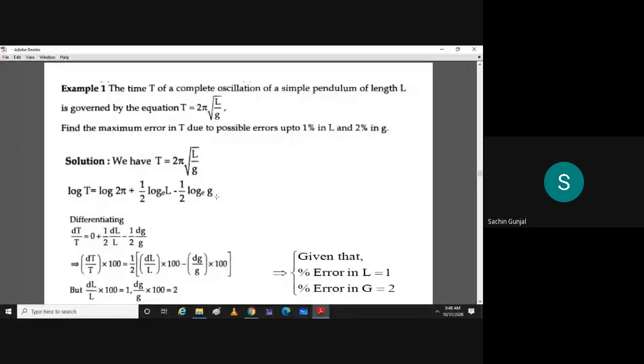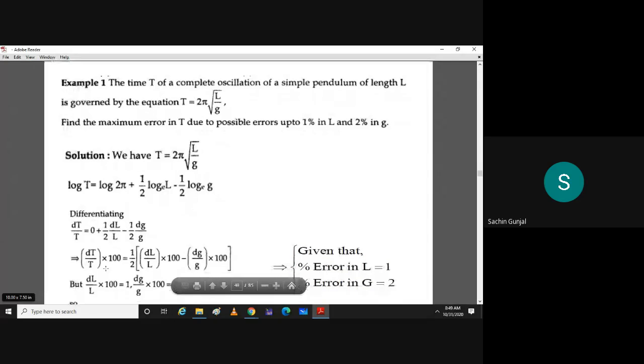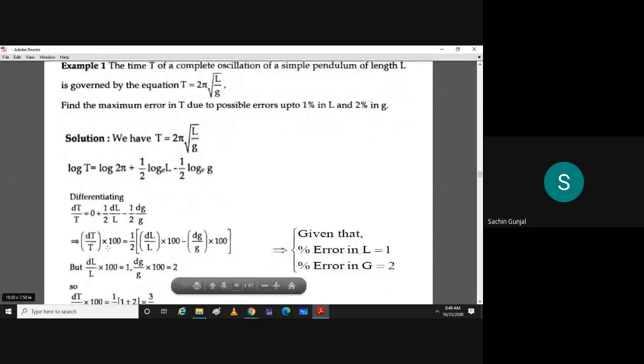Now if you take the derivative of each term, the derivative of log T with respect to T is 1 by T dT. Derivative of log 2 pi is 0. Plus 1 by 2 as it is, derivative of log L with respect to L is 1 by L dL. Then minus 1 by 2 as it is, derivative of log G is 1 by G dG. Now you multiply by 100 to each term. So dT by T into 100. So 1 by 2 you can take out, so dL by L into 100 minus dG by G into 100.